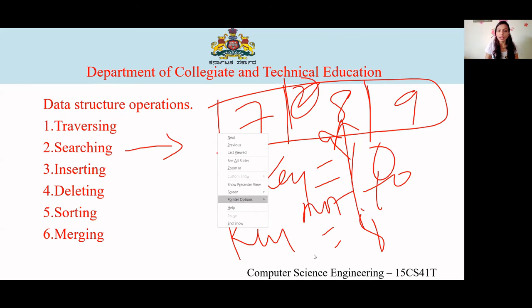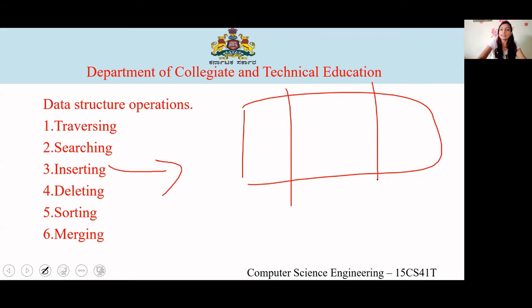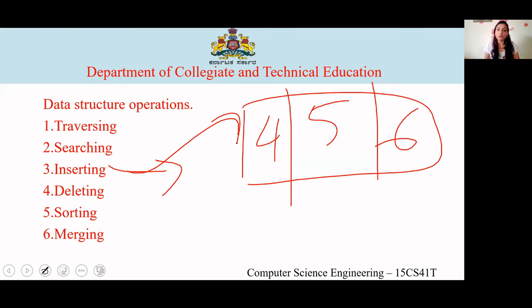Next, we have inserting. Inserting means inserting a value. Maybe I have a data structure like this. If I insert a value, this is known as insertion. So insertion is a process of adding a new record in a data structure. Deleting means deleting these values from the data structure.